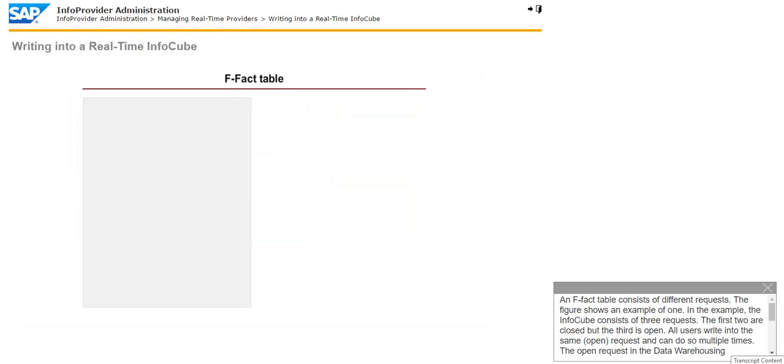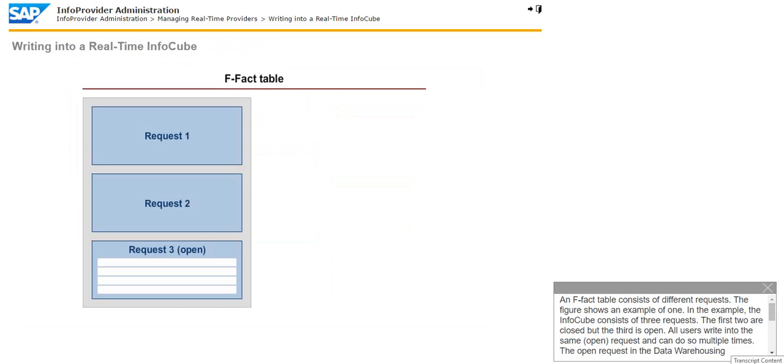An F-fact table consists of different requests. The figure shows an example of one. In the example, the InfoCube consists of 3 requests. The first 2 are closed, but the third is open. All users write into the same, that is, open request, and can do so multiple times.